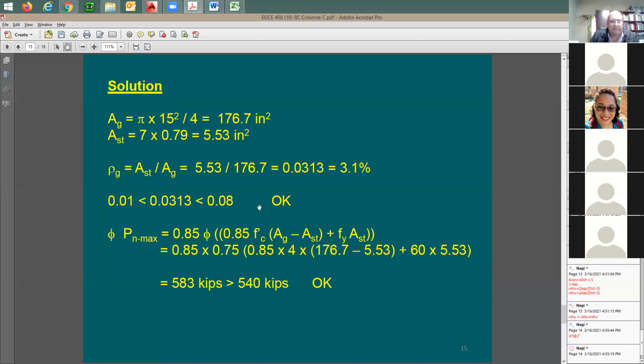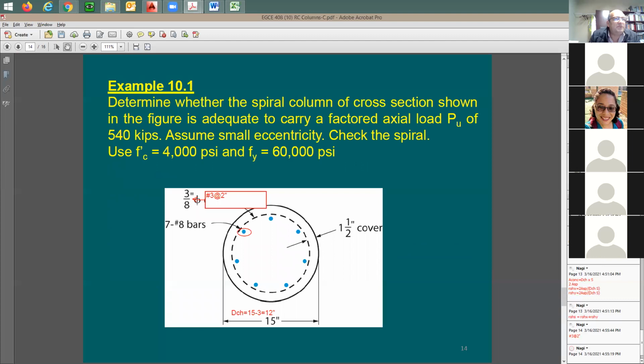So here's the first check. The strength, I'm going to be using here a phi factor of 0.75, constant of 0.85, and look at all of these values here. Concrete strength 4, cross-section area of the concrete 176. 5.53 is going to be steel cross-section area, the vertical. 60 yield strength, again 5.53 steel area. With that, I have 583 kips as a capacity, more than 540 kips, which is the demand. Demand was given in the problem, right there.